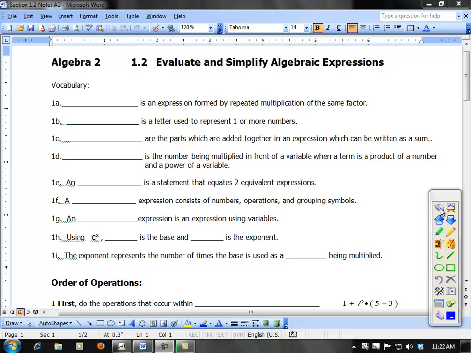Welcome to section 1-2. We're in Algebra 2. We're looking at algebraic expressions today, and we're going to give you that in definition form. And I figured the easiest way to start is to get the vocab out of the way first. So let's start there.